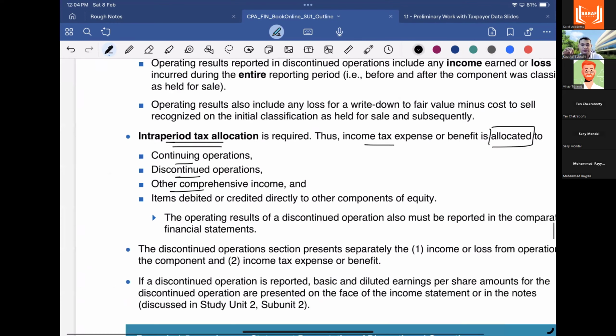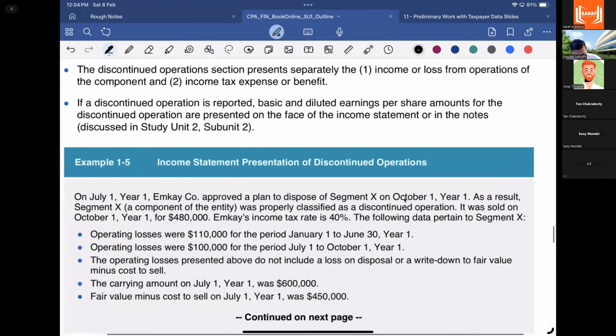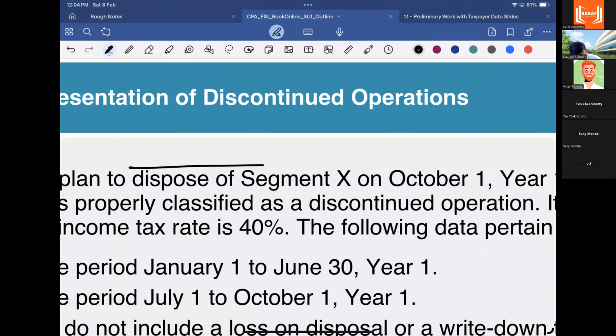All right. So we just straight away have a look at the example over here. Income statement presentation. We just focus a little bit on the presentation over here and how exactly they are trying to report from a given piece of information. On July 1st, year one, MK company approved a plan to dispose of a segment X on October 1st, right? So again, just have a look at the important points from this particular question, right?